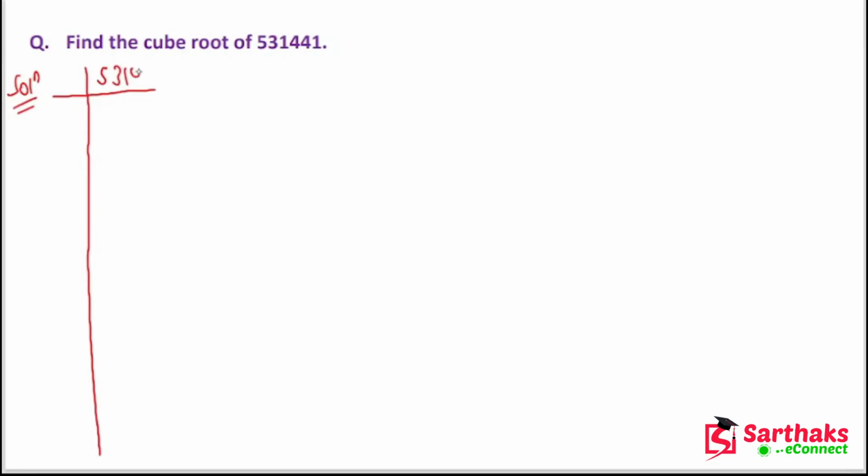5, 3, 1, 4, 4, 1. Now obviously the unit digit is 1, so it will not be an even number, so it will not be divisible by 2. So let us divide it by 3 by adding the digits. 5 plus 3 equals 8, 8 plus 1 equals 9, 9 plus 4 would be 13, 13 plus 4, 17 plus 1, 18. So the sum of digits is 18, which is divisible by 3.